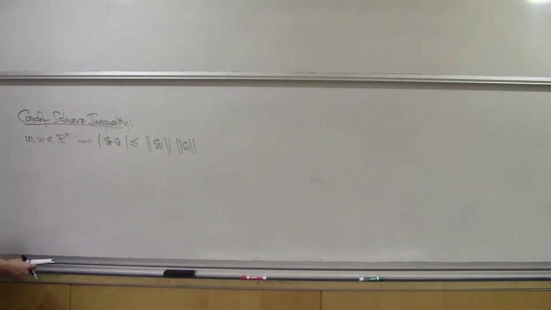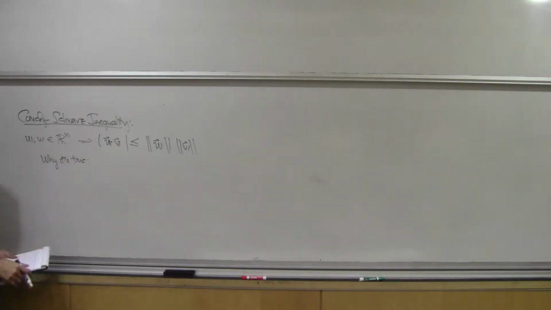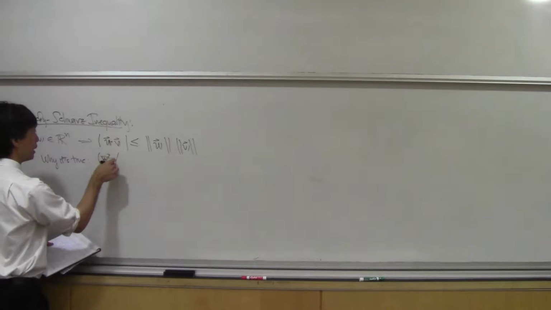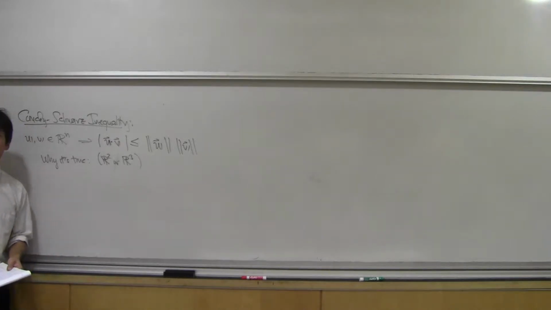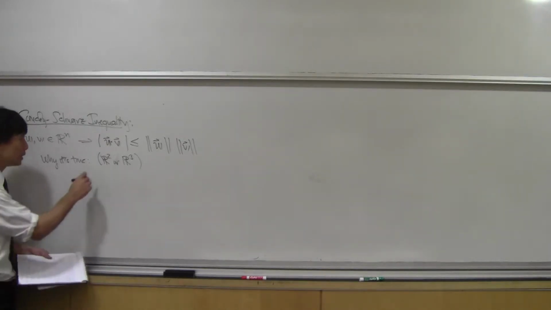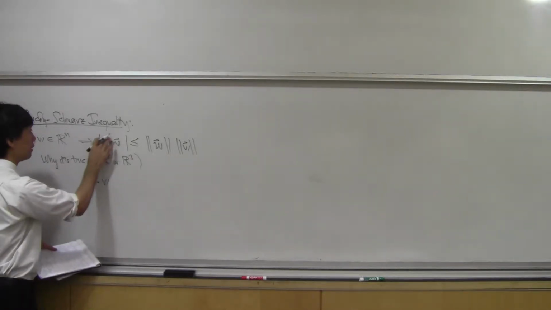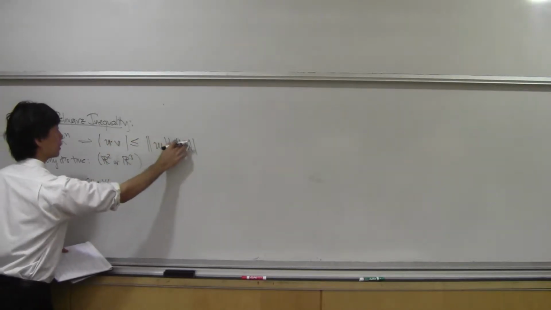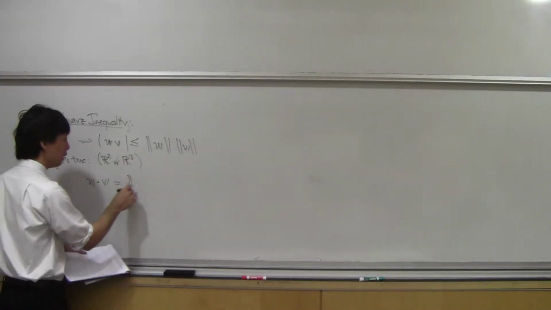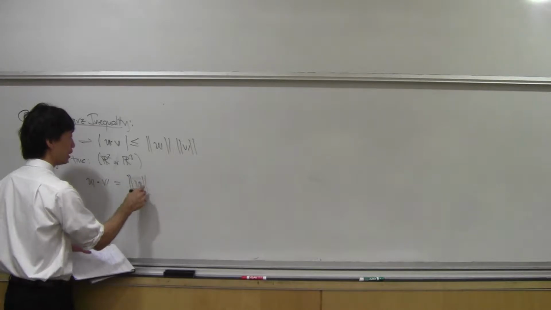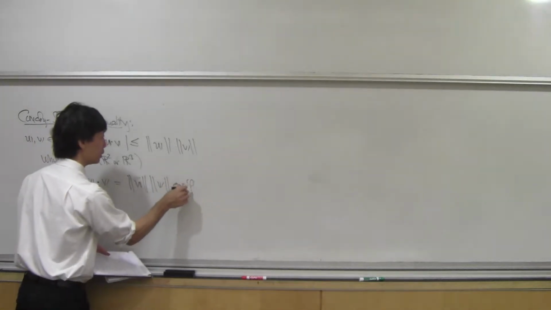Okay, so that's the Cauchy-Schwarz inequality, and why it's true, at least in R2 or R3, has to do with the geometric interpretation of the dot product. What's the geometric interpretation of the dot product? If you take one vector and dot it against another vector, remember, the dot product is the product of the magnitudes times the cosine of the angle between those vectors.